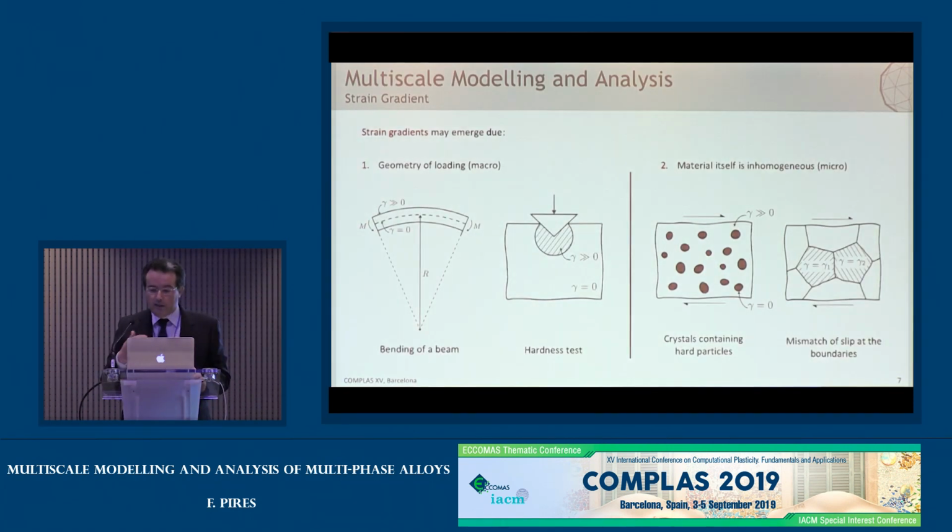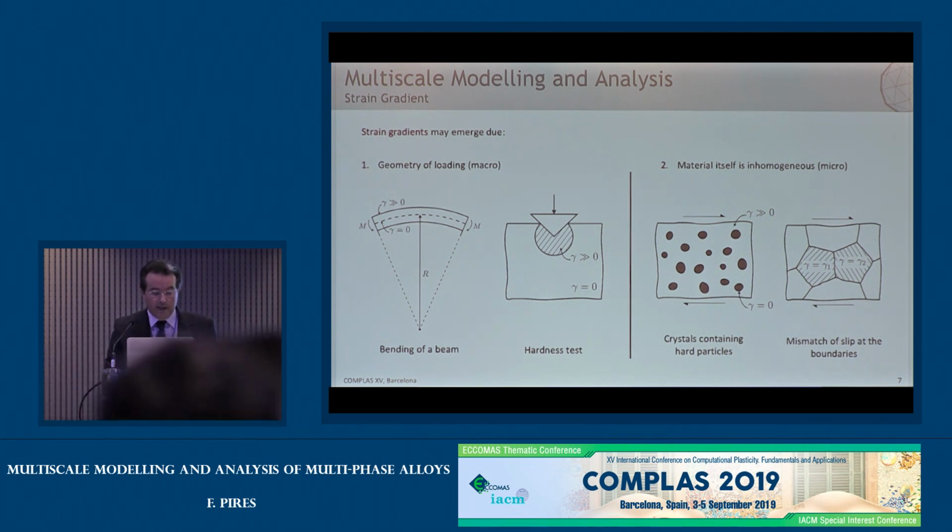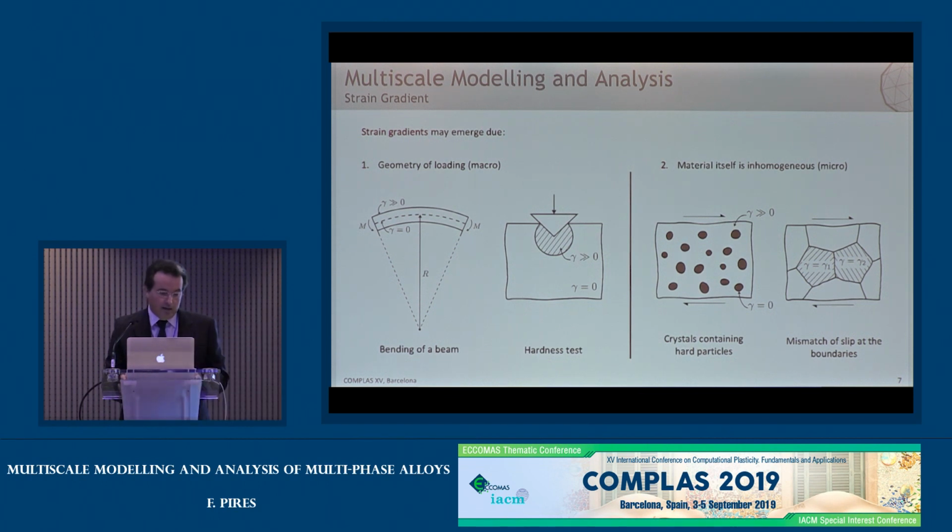So, before actually addressing the development of higher order multiscale models, I would like to recognize that strain gradients can appear mainly for two reasons, and I'll try to explain a little bit better. One of them is because of the geometry of the loading itself or the boundary conditions, and that's what I have on my left-hand side of the slide. For instance, in bending, the strain is large at the surface, but it's almost zero at the axis of bending. When we have an indenter, the strain is very large beneath the indenter, but is almost zero far from it.